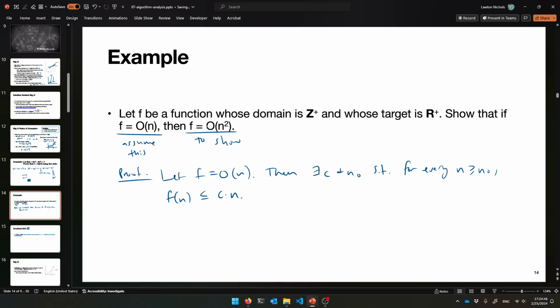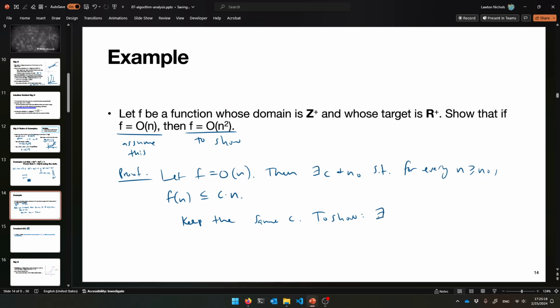And so I need to show that there's a c and an n naught that make f bounded above by n squared as well. All right, so here is the trick. Let's keep the same c, because to show this, I need to find a c and an n naught. Keep the same c. What we need to show then is that f is big O of n squared for that particular c.